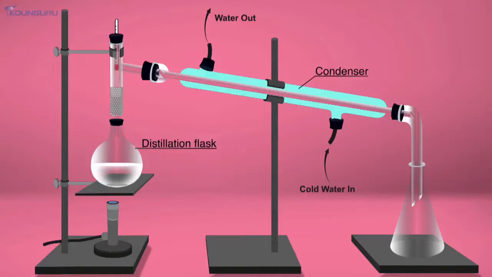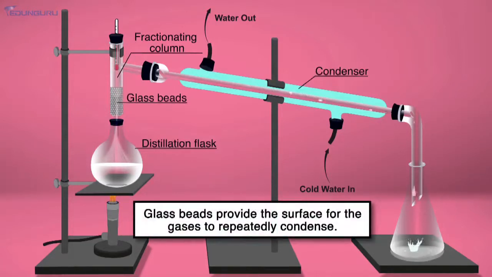Here we will set up the apparatus similar to simple distillation, but the difference will be that there will be a fractionating column between the distillation flask and the condenser. The apparatus will be set up as shown in the diagram. A simple fractionating column has glass beads inside it and these glass beads provide the surface for the gases to repeatedly condense over them. Now we know that air is a homogeneous mixture of gases and the various components of air can be separated by using a fractionating column.